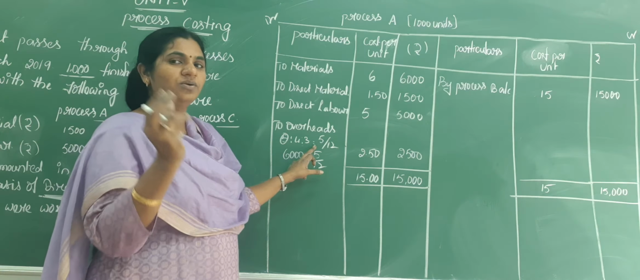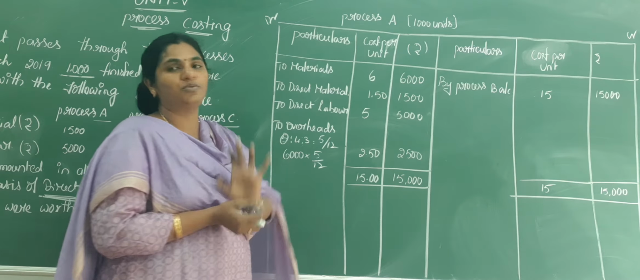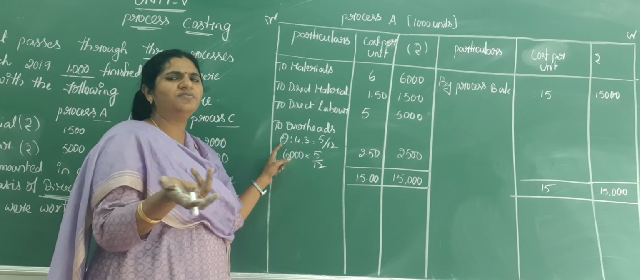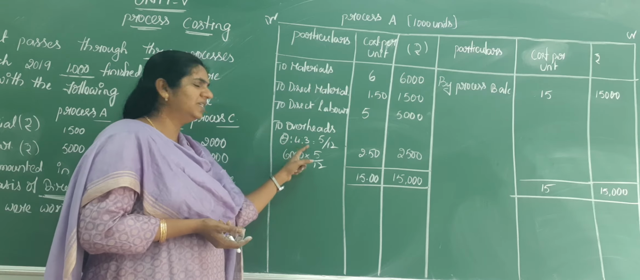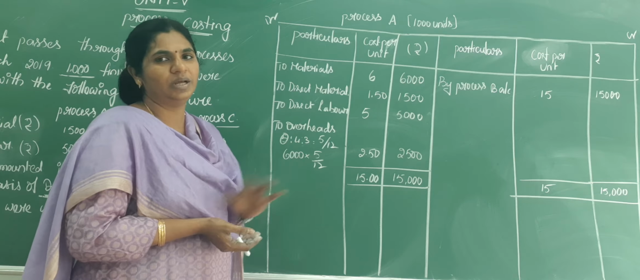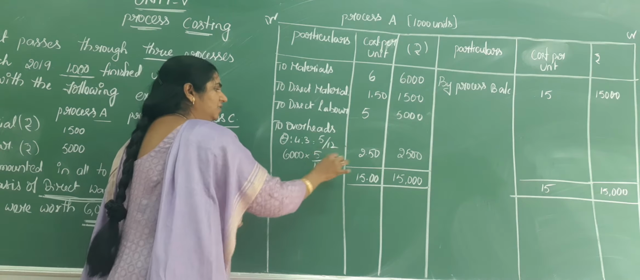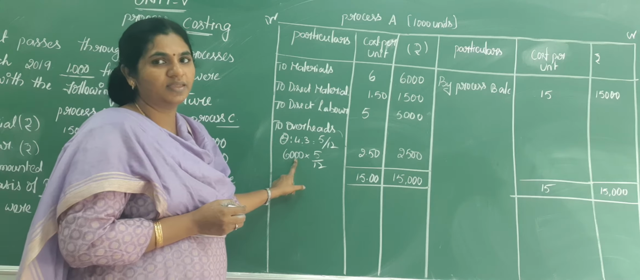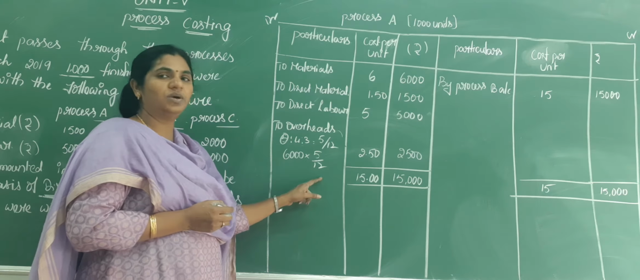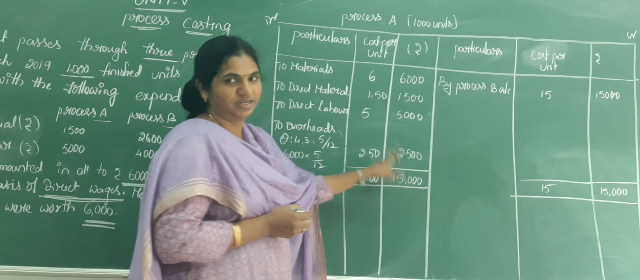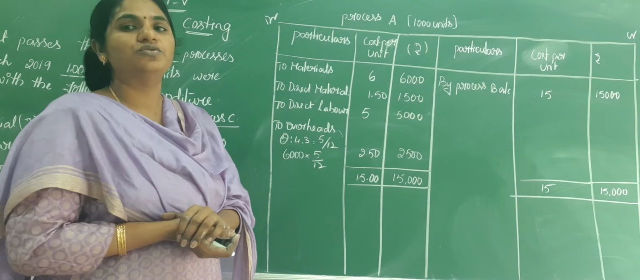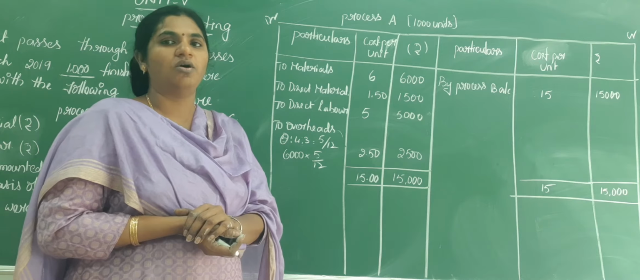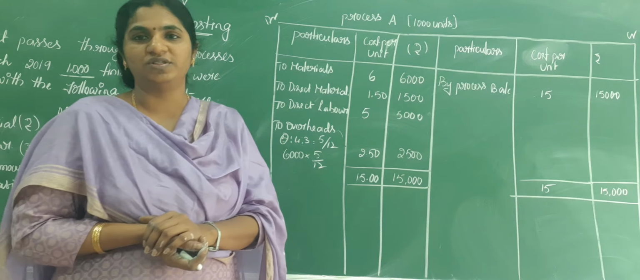So which process are we calculating? Process A. For process A, the ratio is 5 by 12. How did we get 5 by 12? 5 plus 4 plus 3, 9 plus 3, 12. So for A, it is 5 by 12. So what are the total overheads? 6000. 6000 into 5 by 12 is 2500. So 2500 is our overhead charges, or overhead cost, for process A.